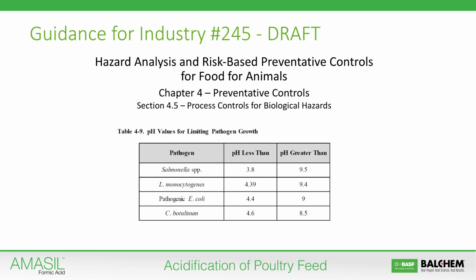It's probably worth reading. But one of the highlights is this table here where they talk about specific pH limits, either below or above which pathogens such as Salmonella or pathogenic E. coli have a hard time growing. And that gets at one of the main values behind feed acidification with formic acid, and that is the inhibition of bacterial growth.